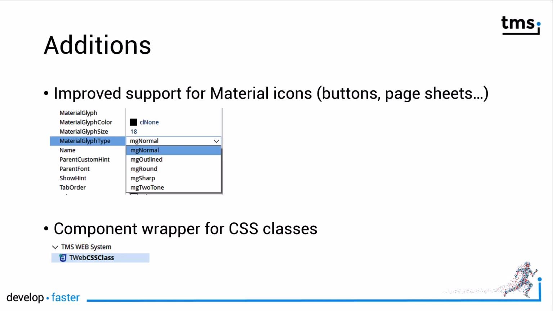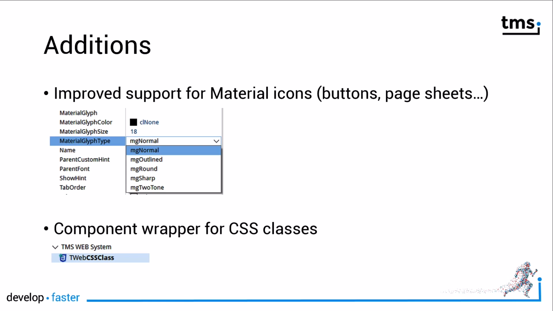First, material icons have been improved. Various components, for example, buttons and page sheets, have the ability, or had the ability, to add material glyphs. Now you can also choose the type of the material glyph if you want the icon to have a normal appearance, an outlined appearance, round appearance, sharp, or even with two-tone colors.